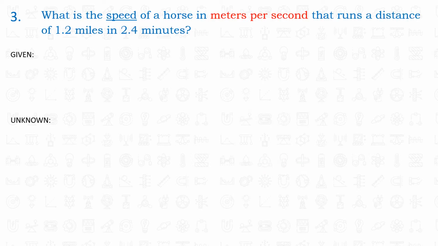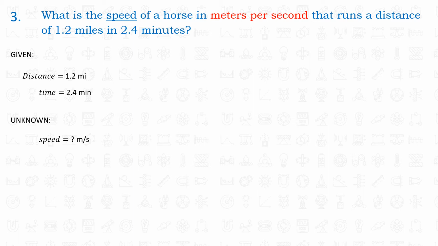Number 3. Now this is a little bit more challenging just because it's telling us that we want it in meters per second. Again, we're looking for speed. It says, what is the speed of a horse in meters per second that runs a distance of 1.2 miles in 2.4 minutes? The distance at 1.2 miles is given to us, and the time at 2.4 minutes is given to us. We are again solving for speed, in meters per second, and it tells us that in red.